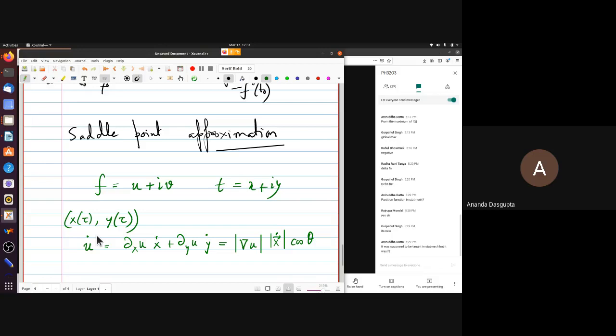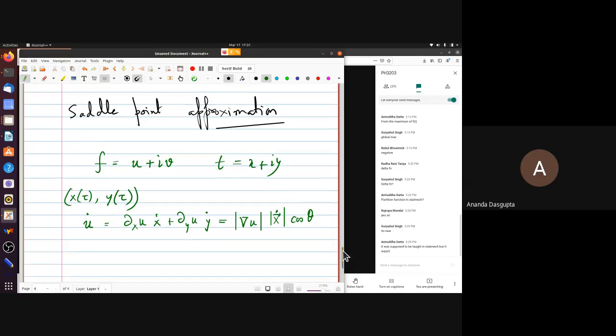Now, so first question, in which direction should you move so that the real part changes most rapidly? This has nothing to do with complex analysis, even. This is just a simple question from first year vector analysis. Which direction should you move so that the function changes most rapidly?